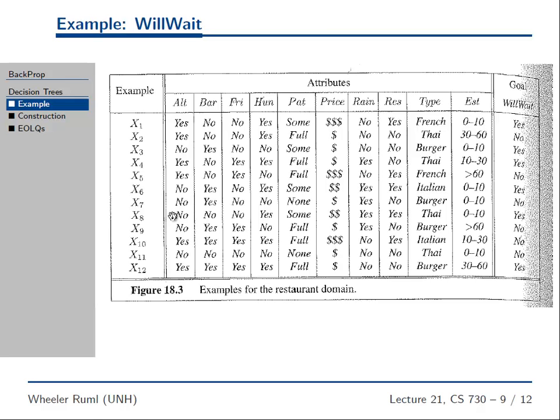Like, he will wait? Yes. No. Like, he doesn't have a reservation. It's not raining. The restaurant's already full. It's Thai food. Maybe he's not big into Thai food, and he has an alternative that he could go to. And he's hungry, yeah. So he's not going to wait. The estimated wait time is over half an hour. He's out of there. So this is data on Stuart Russell's brain.